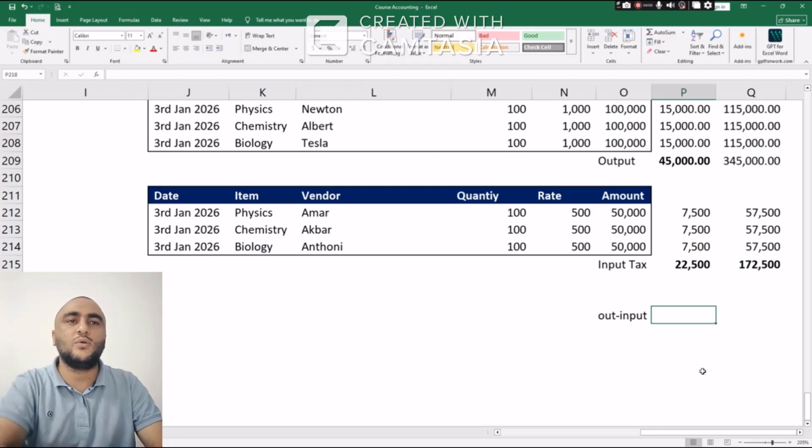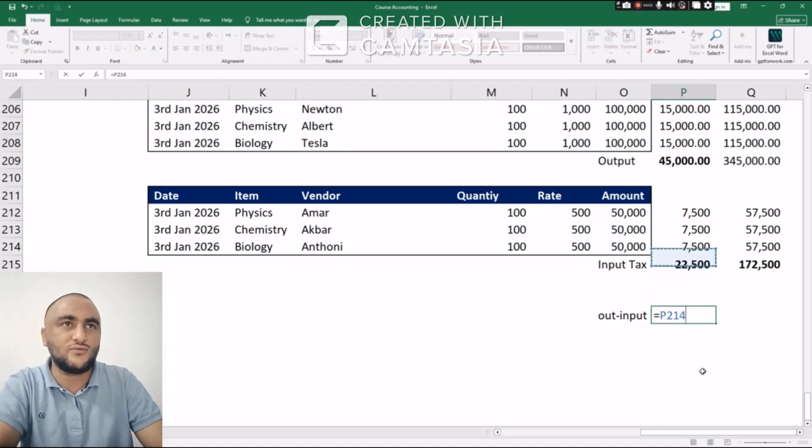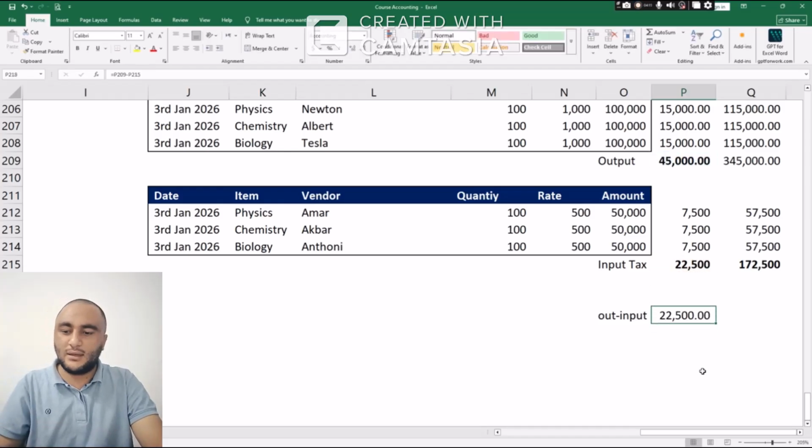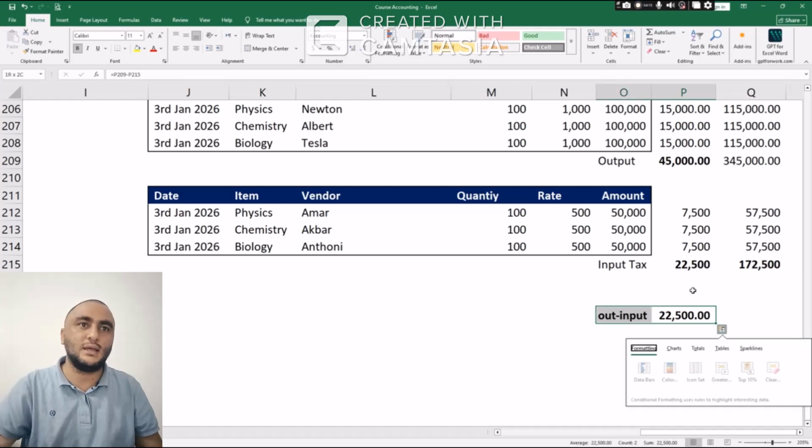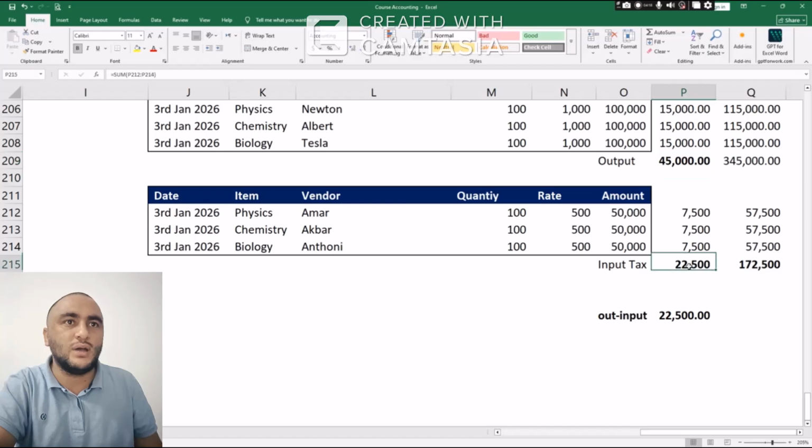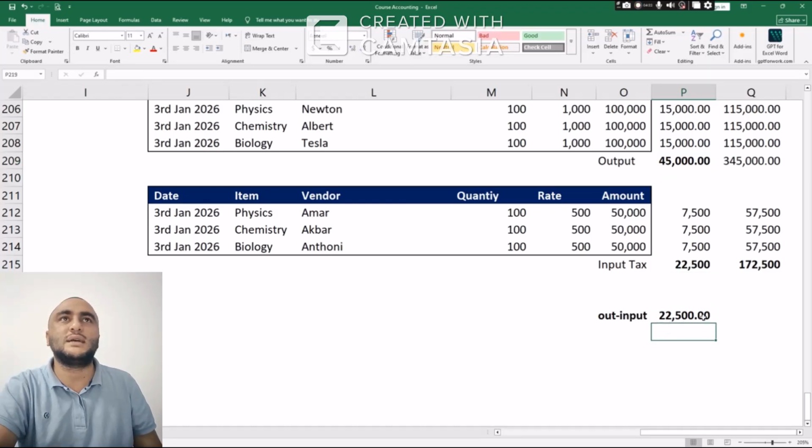So how much tax have we collected? This one, 45,000, and we have paid 22,500. So we have to pay the difference to the government, because we have collected this much in total. We already paid this much, so we have to pay this additional amount to the tax authorities.